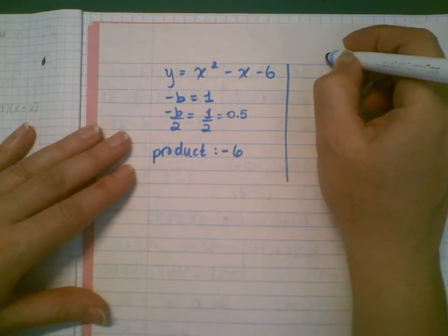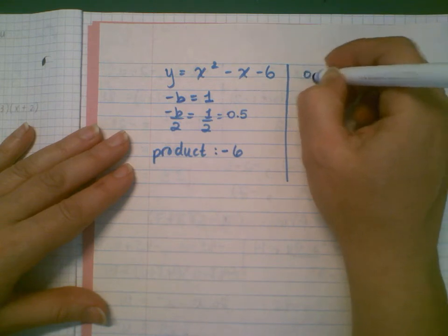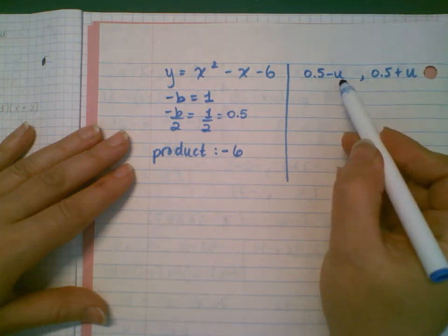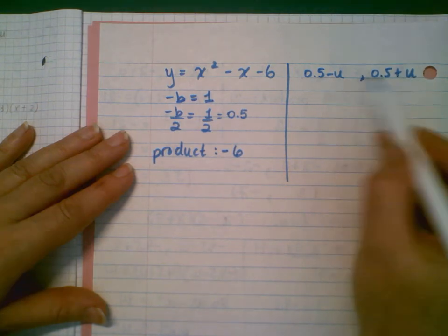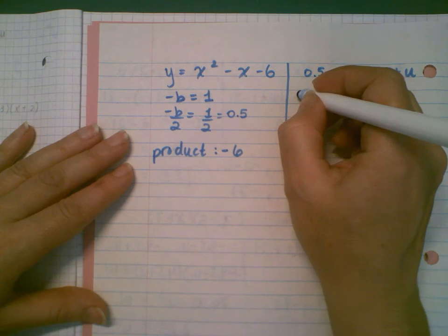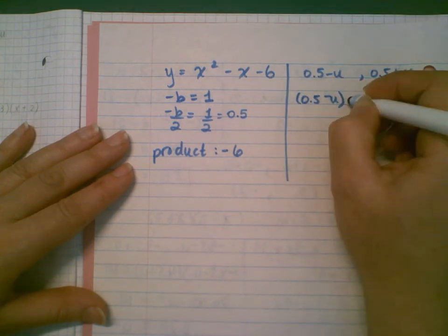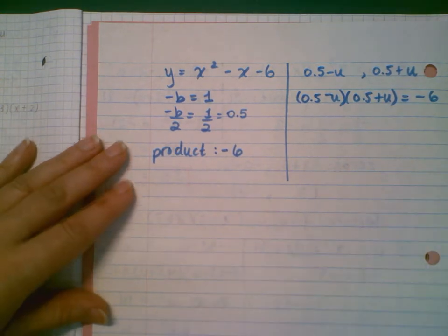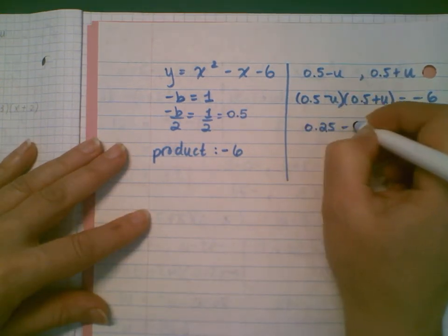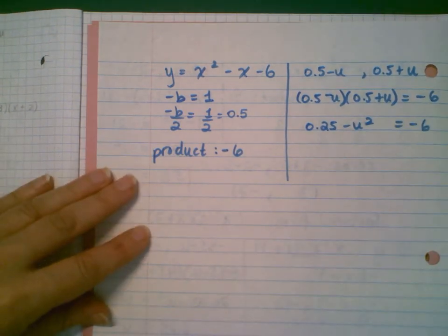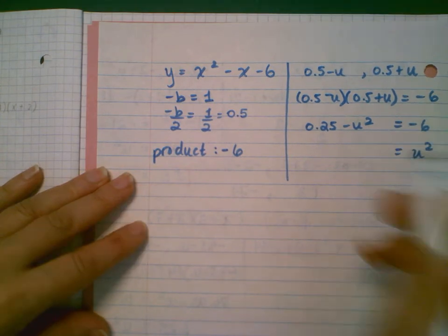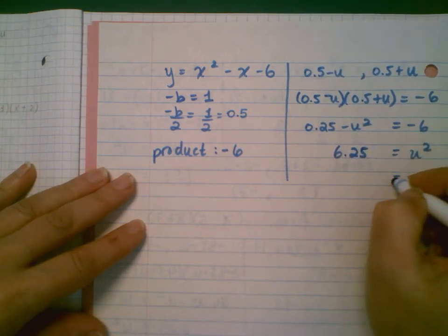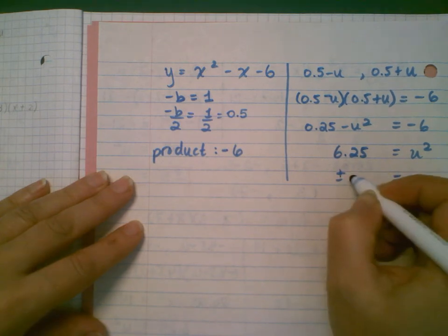Okay, so the zeros are going to be located at 0.5 minus u, and 0.5 plus u. So some value to the left and the same distance to the right of the axis of symmetry will put you at the zeros. Product is negative 6. This is 0.25 minus u squared is negative 6. Isolate for u squared. And this is going to be 6.25. So the u value here is plus or minus 2.5.